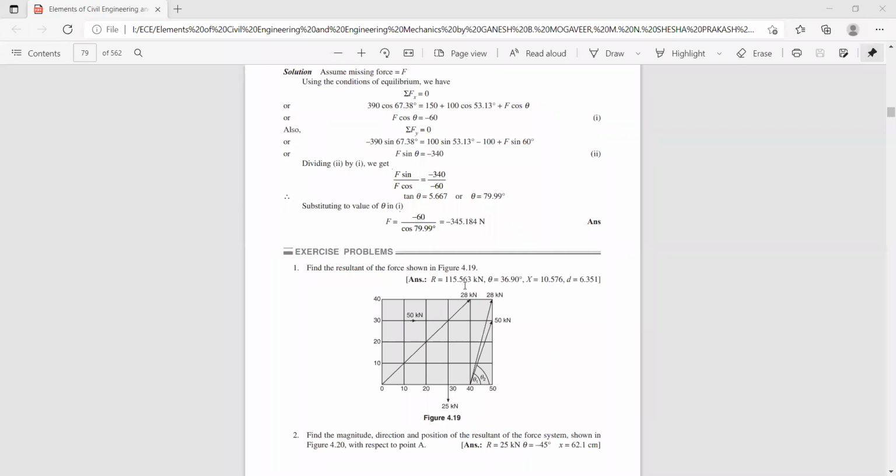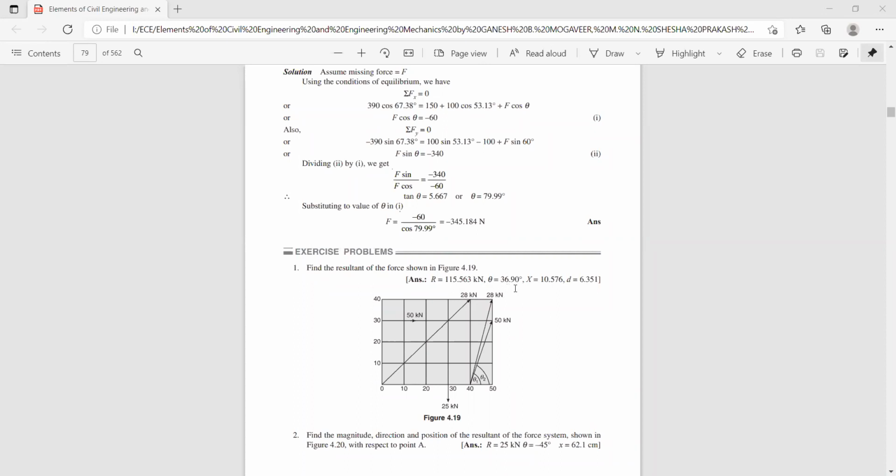So the resultant value is correct, 115.563 kilonewton. So be careful about writing the units. You just have to be very careful whether it is in Newton or kilonewton. You have to write the appropriate units. Okay. Now we got the resultant value as 115.563 kilonewton.